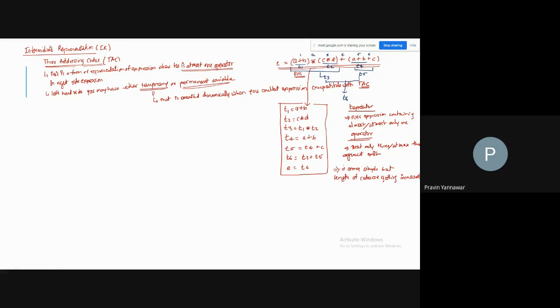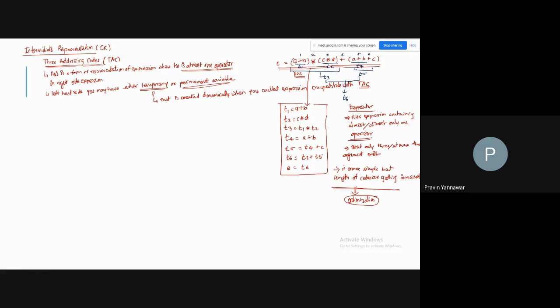So you can think of optimizing the length of the code further. For example, if we already have a plus b written as t1, then instead of putting t4, can I write t1 here directly? That means further optimization of code. So once you have a three addressing code, you can think of optimization. That is not part of the present discussion, but it is an opportunity where we can think of optimizing the code.